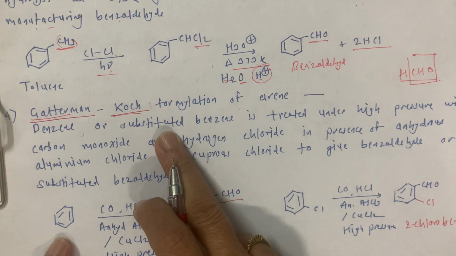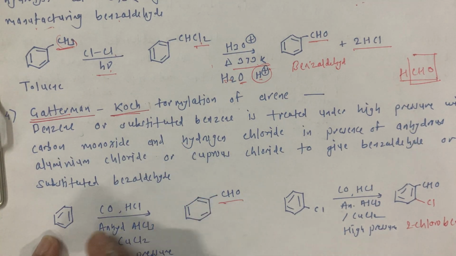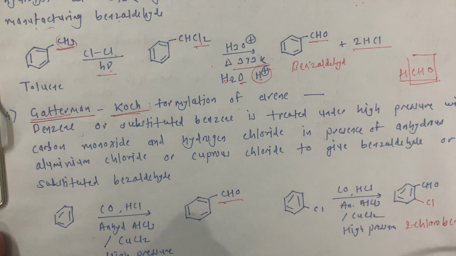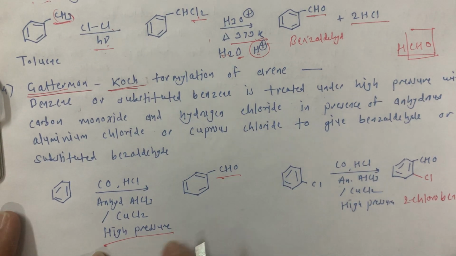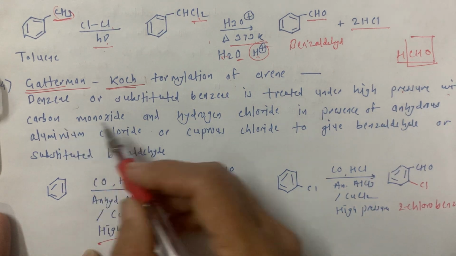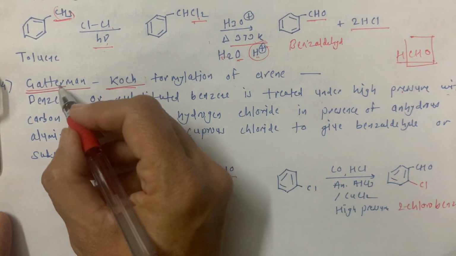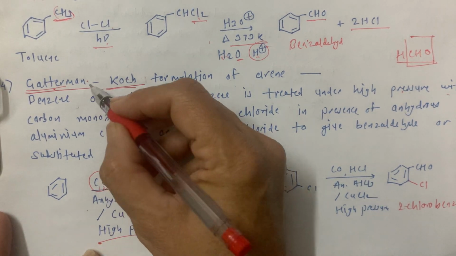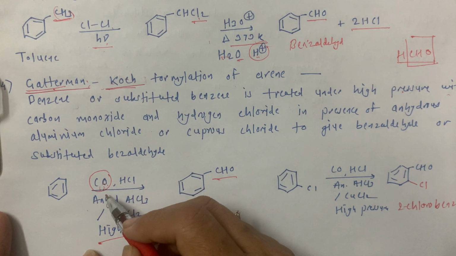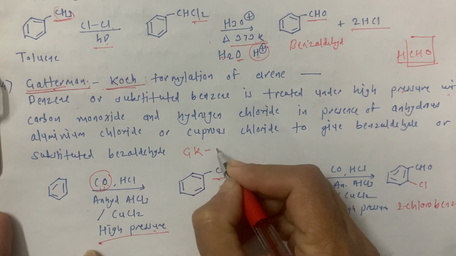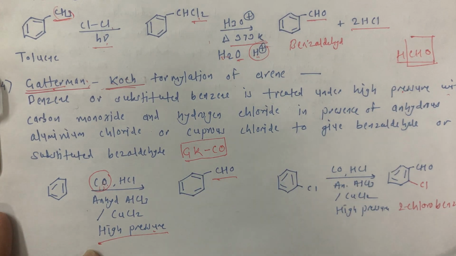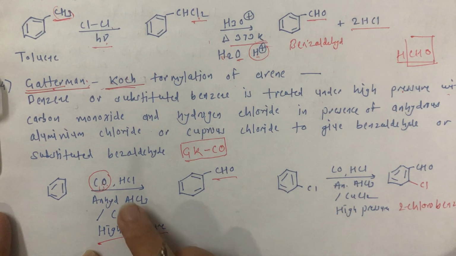Benzene or substituted benzene, meaning benzene or some other substituent is here, is treated under high pressure, see here I have written high pressure, with carbon monoxide. This is very important. In Gattermann-Koch, what we use is carbon monoxide. You have to remember it this way: GK use CO, Gattermann-Koch use carbon monoxide. Remember it this way, so that if you remember the short form, you can understand what is the reagent for that.